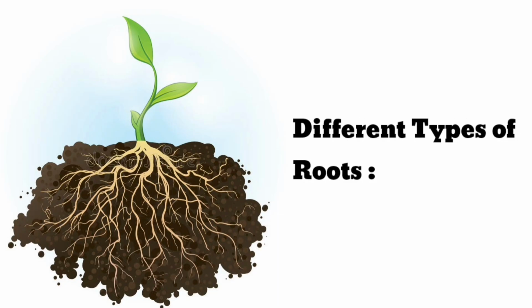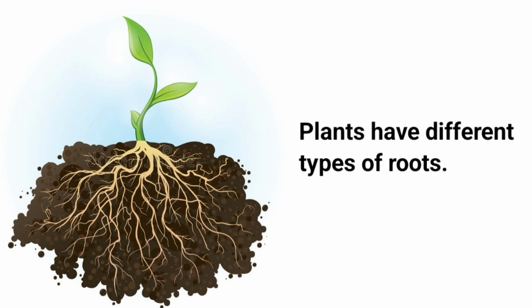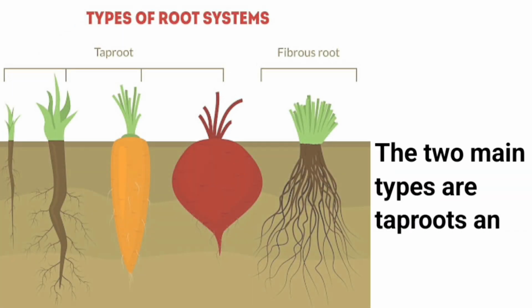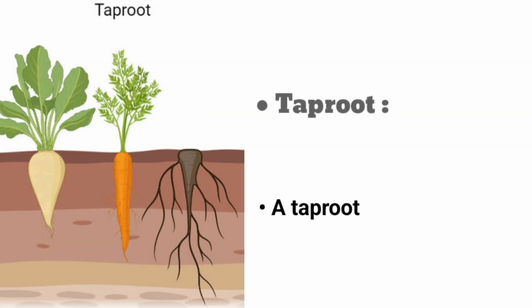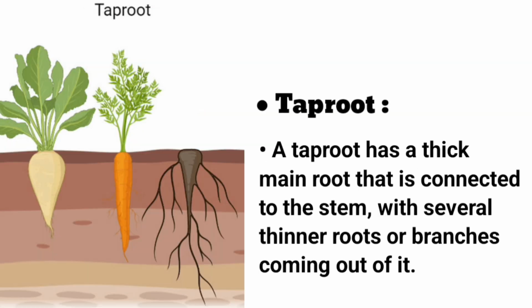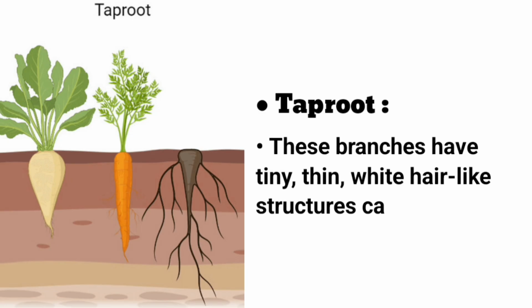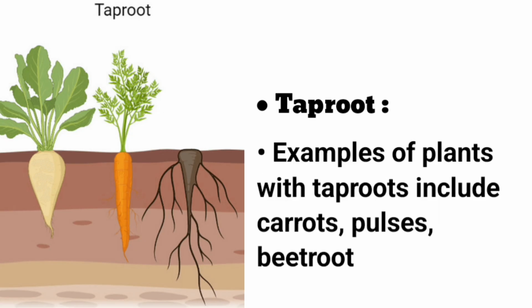Different types of roots. Plants have different types of roots. The two main types are taproots and fibrous roots. Taproot. A taproot has a thick main root that is connected to the stem, with several thinner roots or branches coming out of it. These branches have tiny, thin, white hair-like structures called root hairs. Examples of plants with taproots include carrots, pulses, beetroot, and mustard.